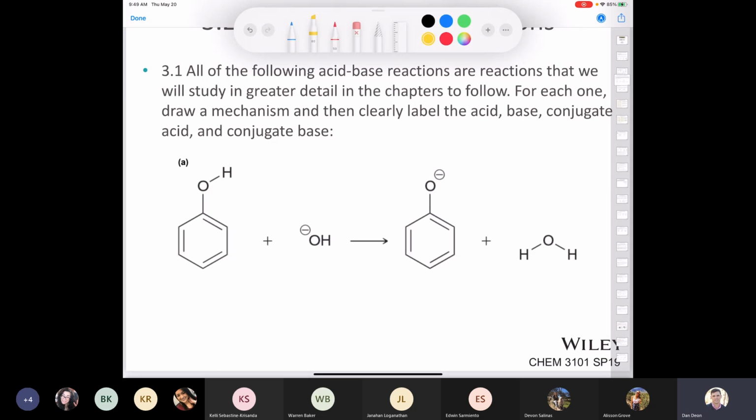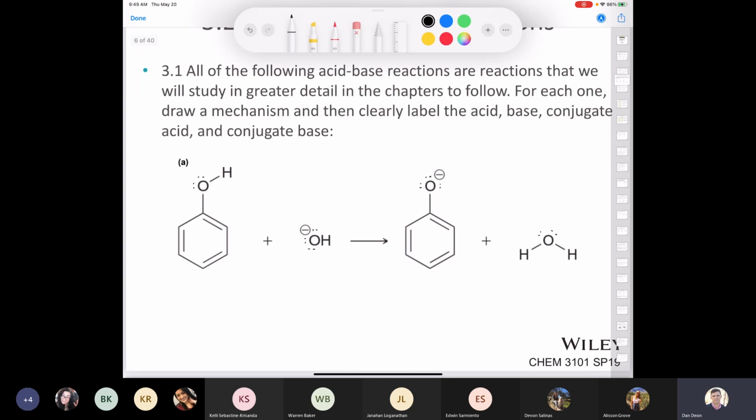I mean, we could start at several different points here. You know where I would like to start with a problem like this as your instructor is, let's draw on any lone pair that's missing. That's where I would start. This oxygen on this phenol is missing 2 lone pairs. The hydroxide is missing 3 lone pairs. This phenoxide is missing 3 lone pairs, and the water, the oxygen here, is missing 2 lone pairs.